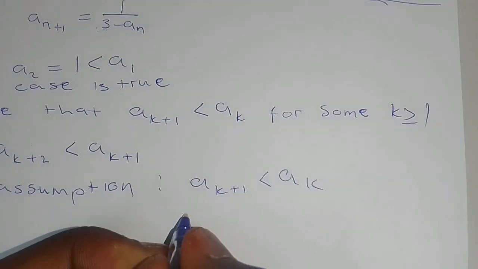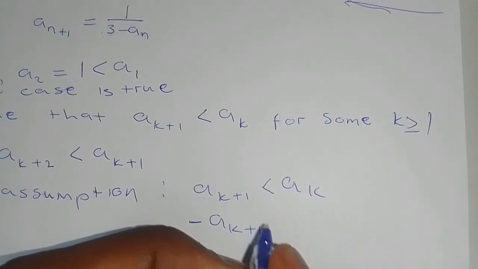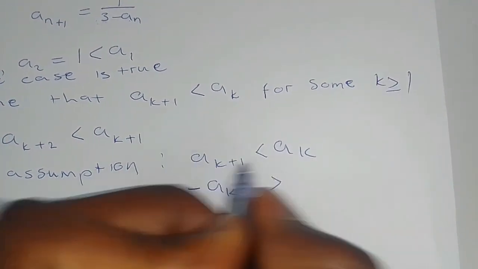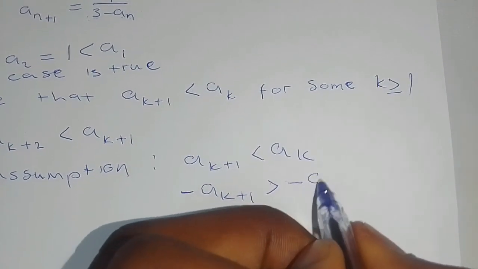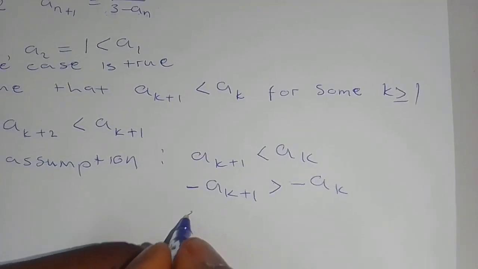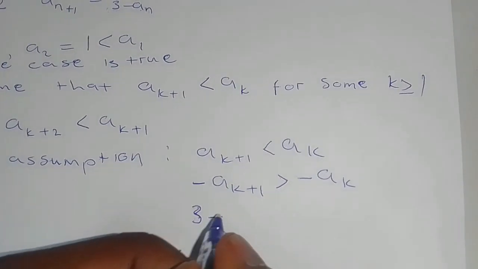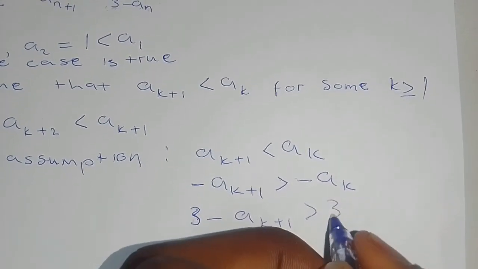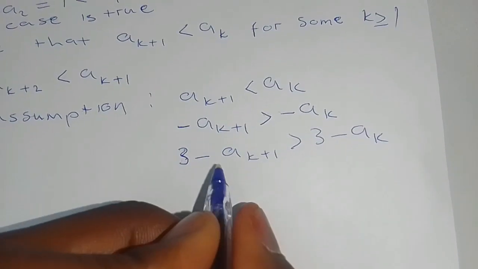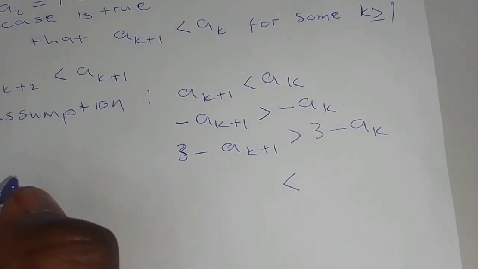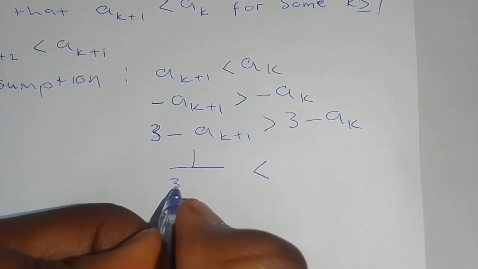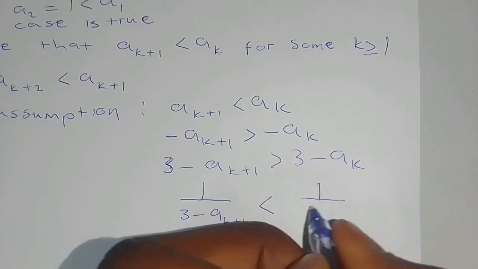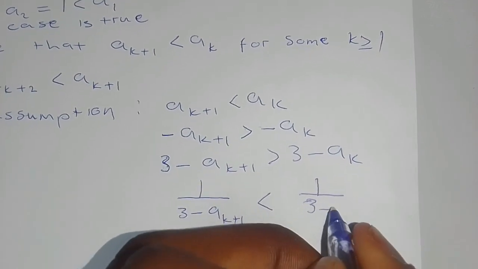What I'm trying to do is obtain something like this. If I have negative a_{k+1}, whenever you multiply by a negative, the inequality sign must change, and then you have negative a_k. Then add 3 on both sides, so you have 3 minus a_{k+1} greater than 3 minus a_k. Then if you reciprocate both sides, the inequality sign must change again. So you have 1 over 3 minus a_{k+1} less than 1 over 3 minus a_k.